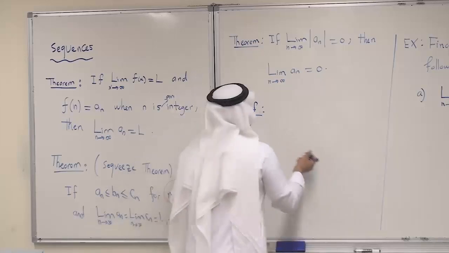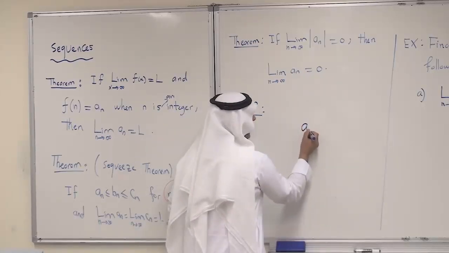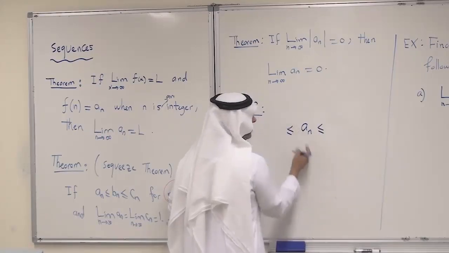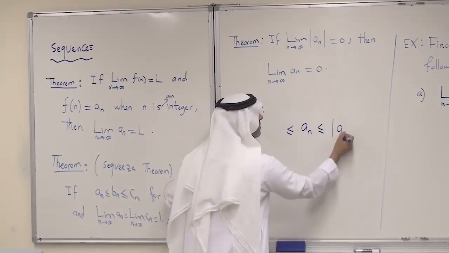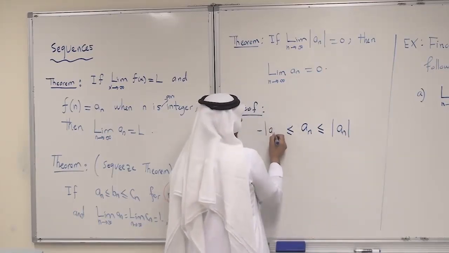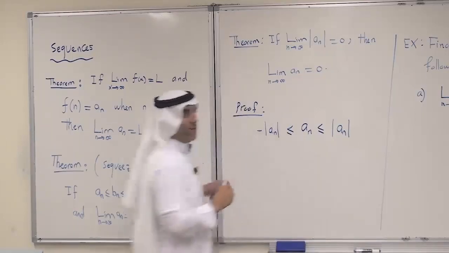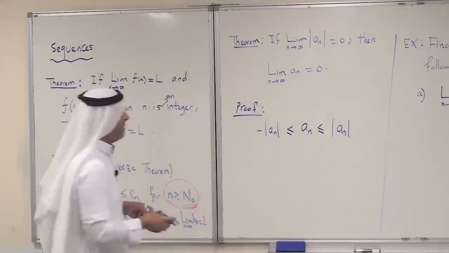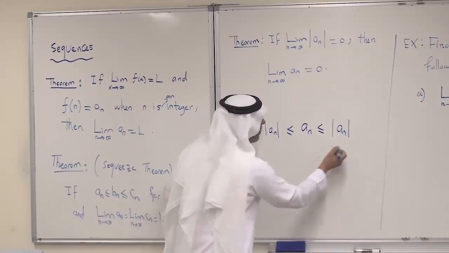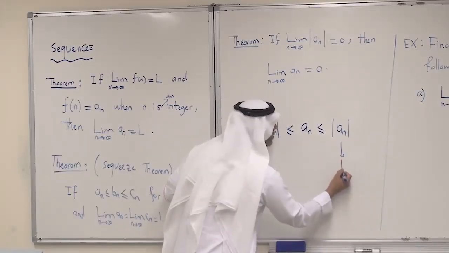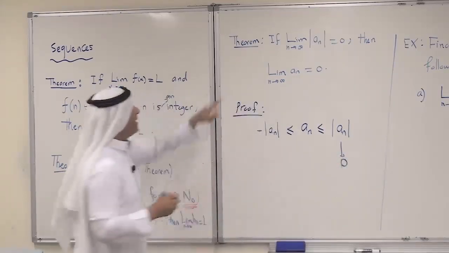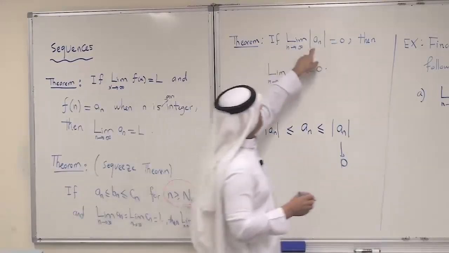Okay, we know that any real number is always less than or equal to its absolute value, and it's always greater than or equal to the negative of its absolute value. This is always true for any integer n. Okay, what can you say about the limit of this? This is given to be equal to 0, right? This is given to be equal to 0 by the condition we have. It says if the limit of the absolute value is 0.